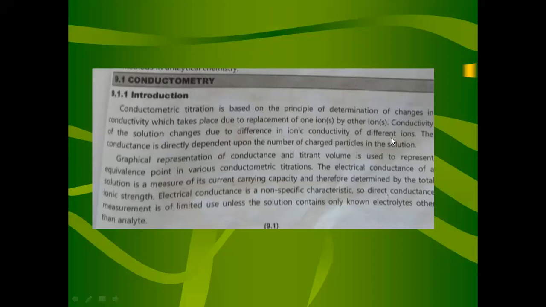See, the solution through which we are going to measure the conductance, one is going to donate the electron and another will be accepting one electron. Conductance is nothing but flow of electron.